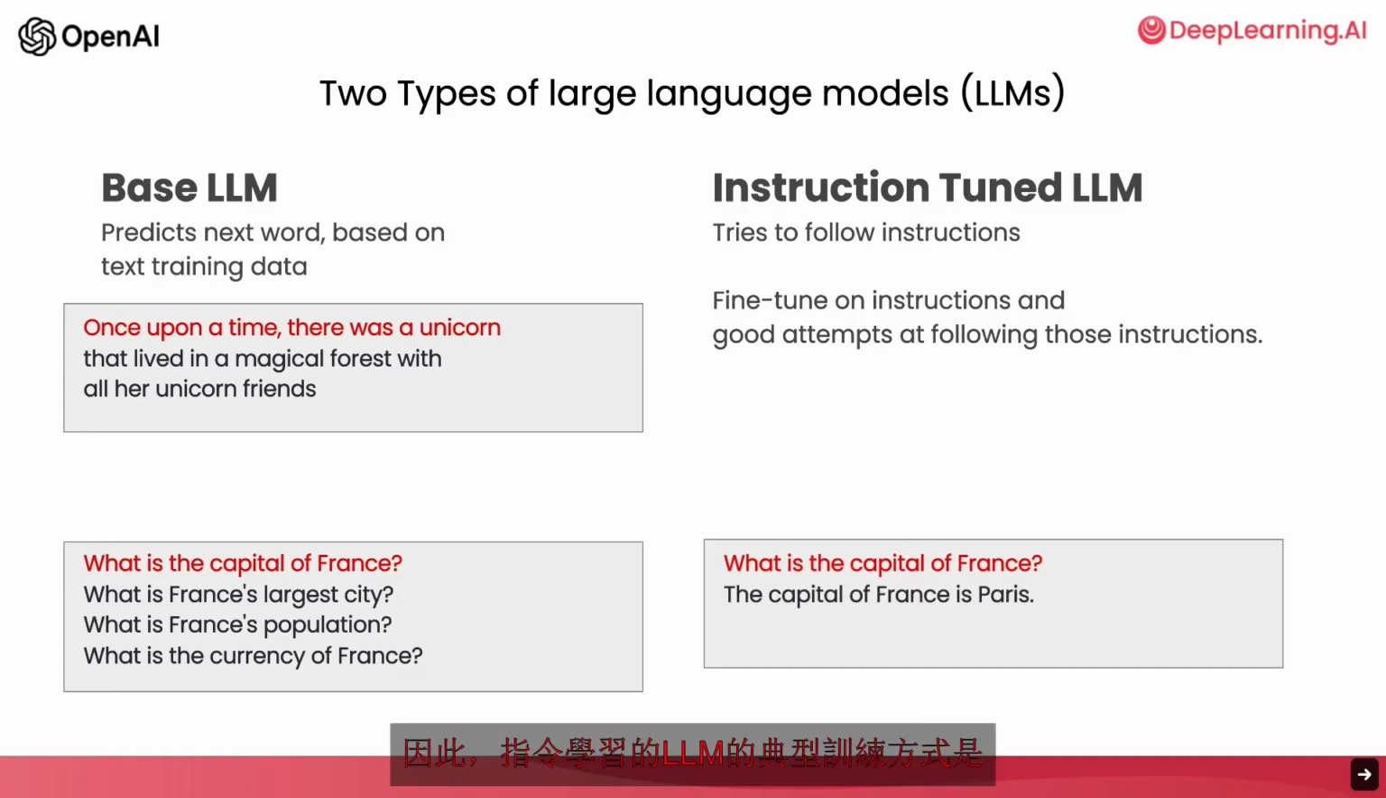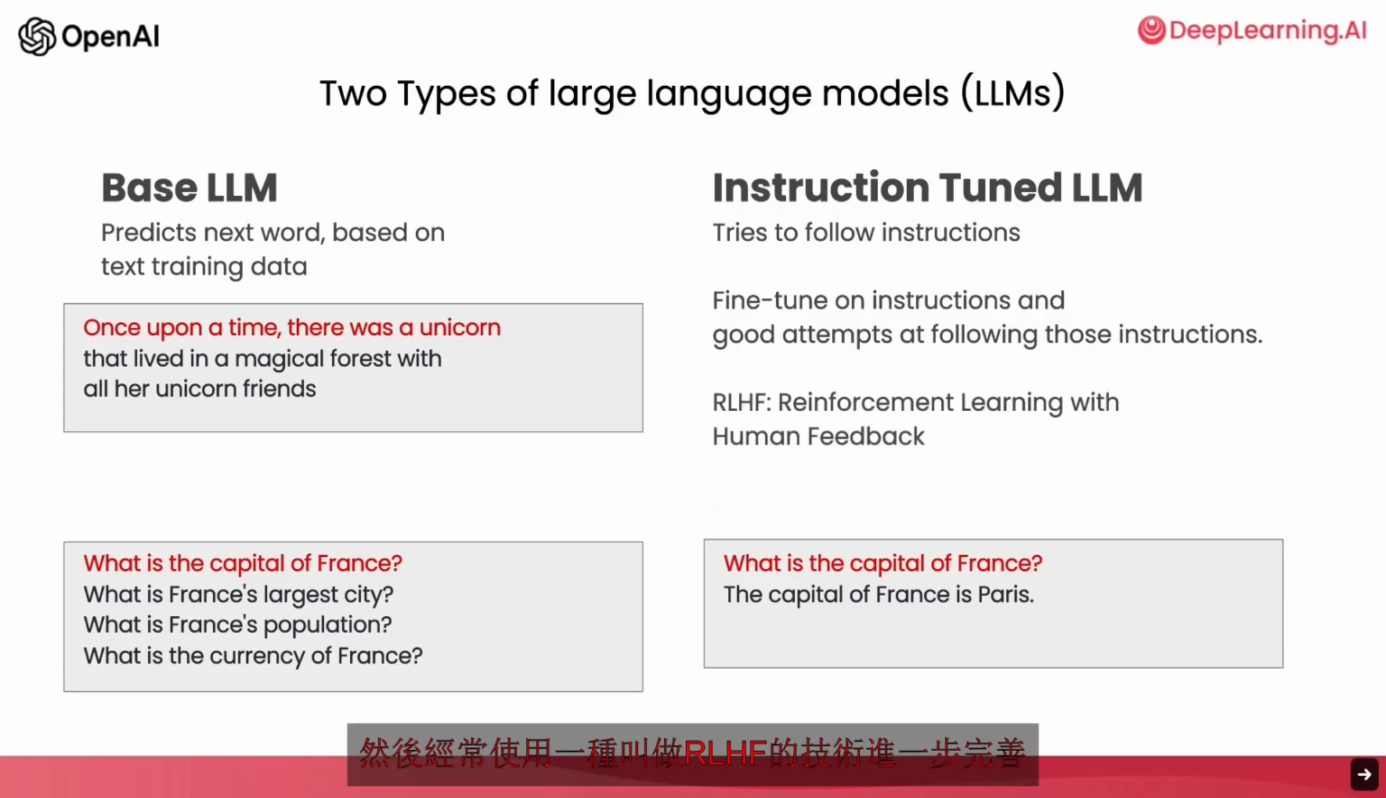The way that instruction-tuned LLMs are typically trained is you start off with a base LLM that's been trained on a huge amount of text data, and further fine-tune it with inputs and outputs that are instructions and good attempts to follow those instructions, and then often further refine using a technique called RLHF, reinforcement learning from human feedback, to make the system better able to be helpful and follow instructions. Because instruction-tuned LLMs have been trained to be helpful, honest, and harmless, they're less likely to output problematic text, such as toxic outputs, compared to base LLMs.